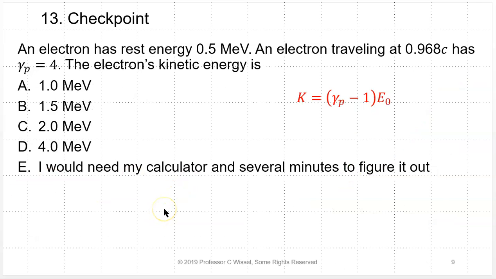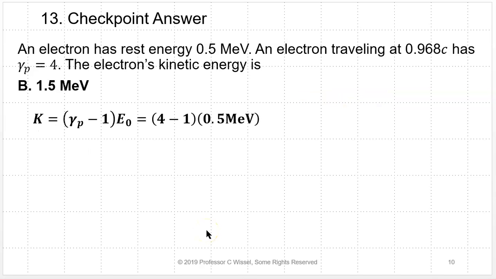Okay, an electron has a rest energy of 1/2 MeV. An electron traveling at 0.968 c has a gamma p of 4. The electron's kinetic energy is 1.5 MeV. Kinetic energy is the quantity gamma p minus 1 times E naught. So gamma p is 4, so it's the quantity 4 minus 1, which is 3, times 0.5 MeV, so 1.5 MeV. In this case, the electron has 3 times the amount of kinetic energy as it would have of mass energy.